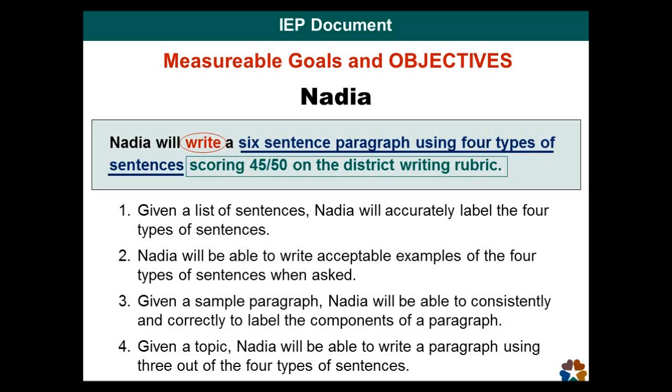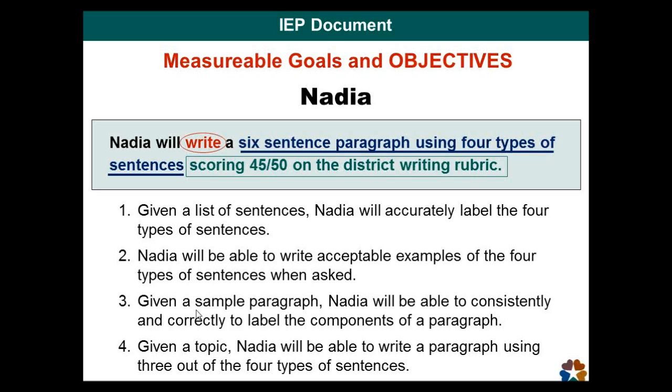Well, if she doesn't know what they are, she's never going to get there. So first, we're going to teach her what the 4 types of sentences are. Then, we're going to teach her to be able to write acceptable examples of those 4 types of sentences when asked. Because ultimately, she's going to be asked to write a 6-sentence paragraph using these.